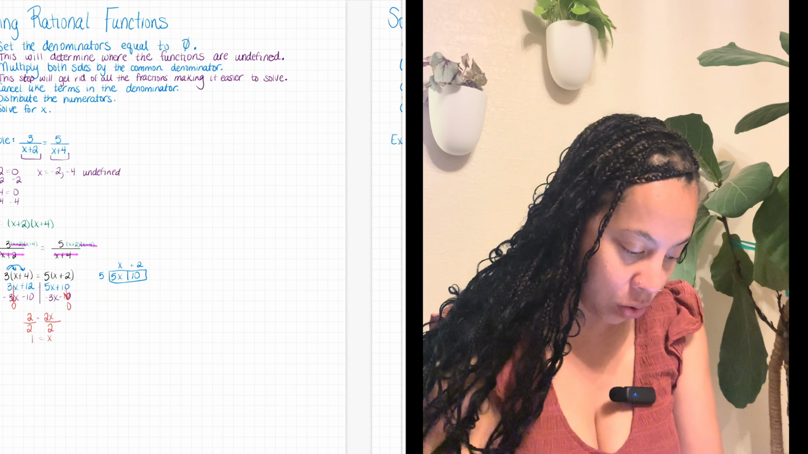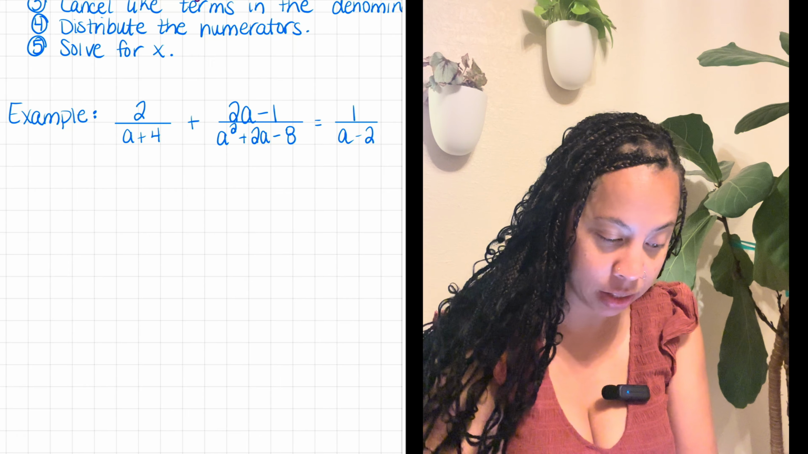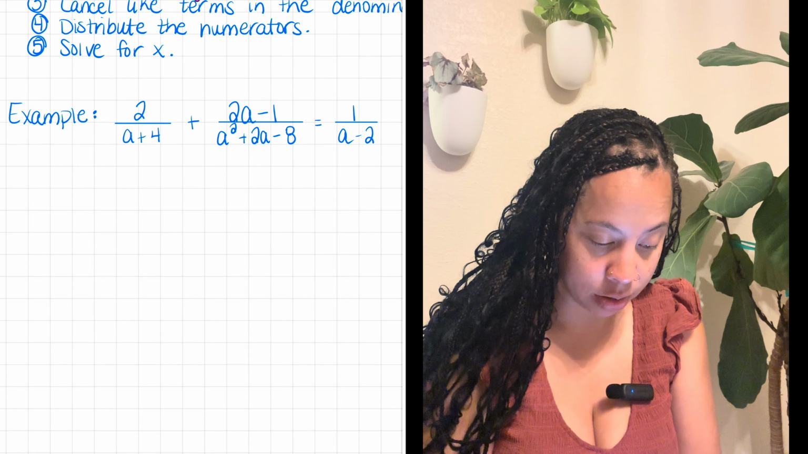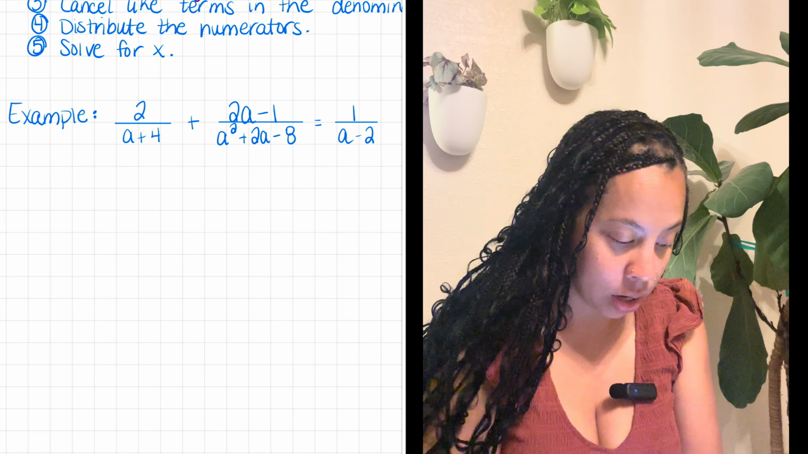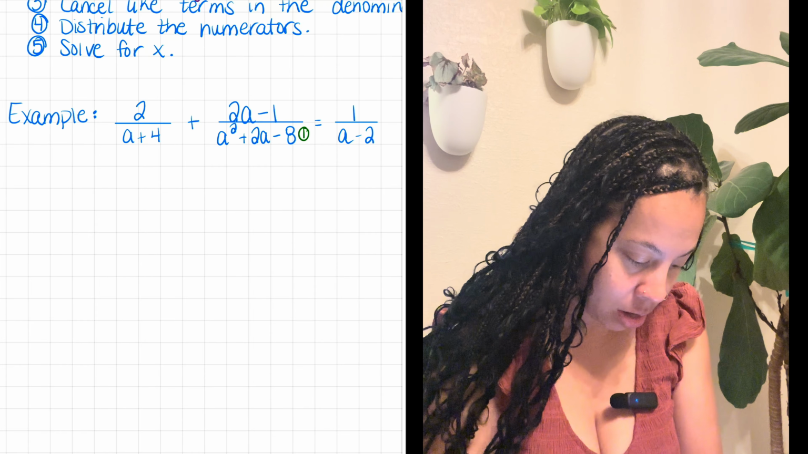Let's work out another question here. We're going to follow those same steps. We're going to start by setting our denominators equal to 0. But notice we have this trinomial here, so we're going to have to go ahead and factor it.